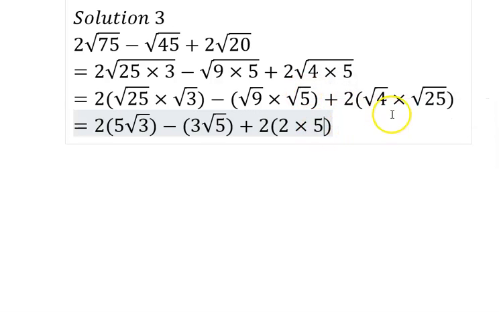I think there is a mistake here. This is 4 times 5, not 4 times root 25. This is 5, not 25. So let's quickly adjust that. This is 4 times 5, so it should be root 4 times root 5. So here we have 2. 4 is a perfect square. 5 is not a perfect square. So here will be root 5. That means it will be 2 root 5.